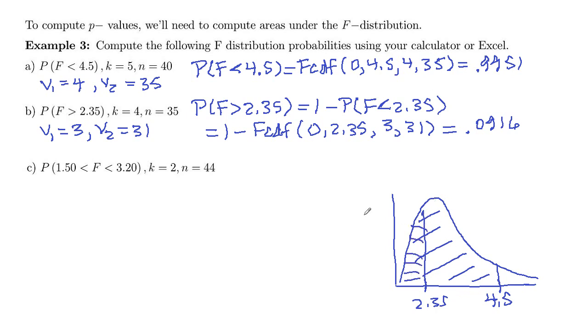And then a between probability. Again, we need our V1, which is going to be k minus 1, 1. And then V2, n minus k, 42. And then to get a between probability here, we will have to subtract, because the FCDF only gives less than probabilities. So the probability that 1.50 is less than F is less than 3.20.